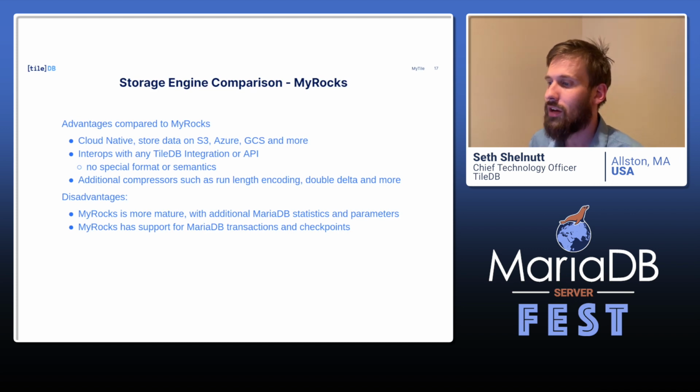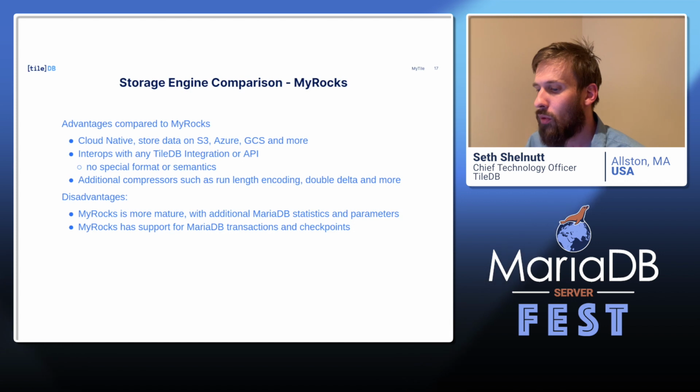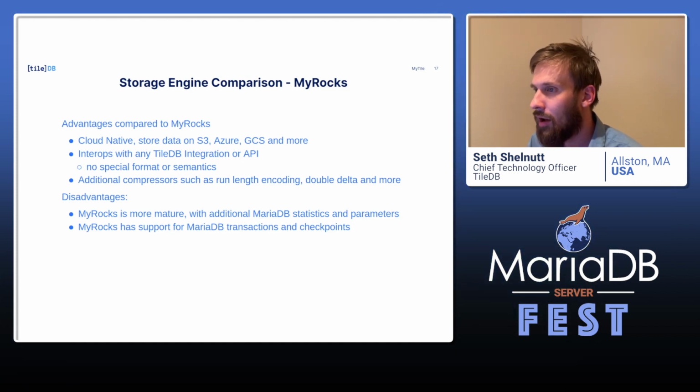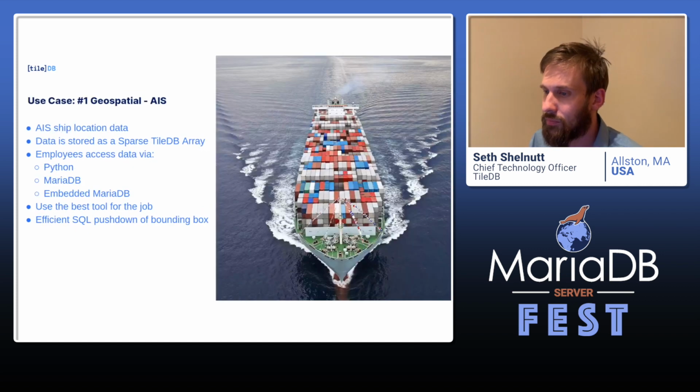Now, of course, there are some disadvantages too with MyTile. MyRocks is more mature, and it supports additional things in MariaDB for statistics and parameters. MyRocks has a lot of built-in support for things like the performance schema and other statistics in MariaDB. TileDB itself has internal statistics, but not all of those are plugged into the performance schema. MyRocks also supports MariaDB transactions and checkpoints, where, like we said, MyTile does not, although MyTile does not necessarily have a need for transactions to get the same level of ACID compliance that MyRocks does.